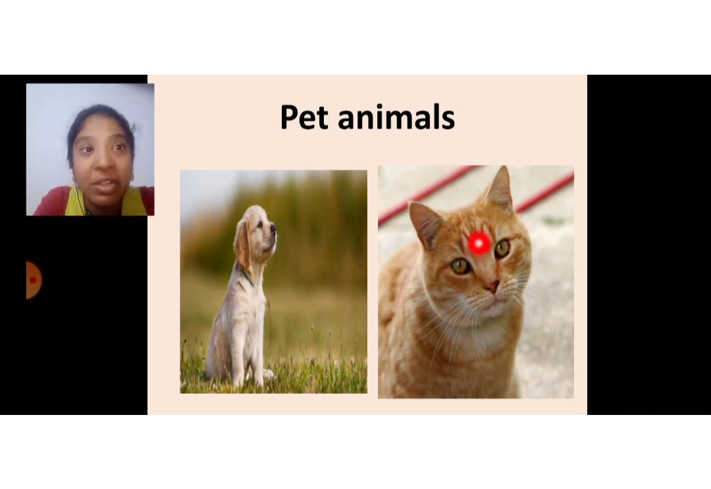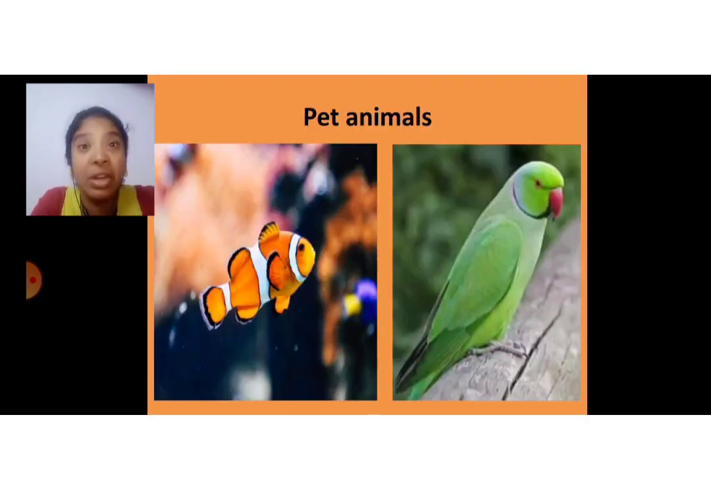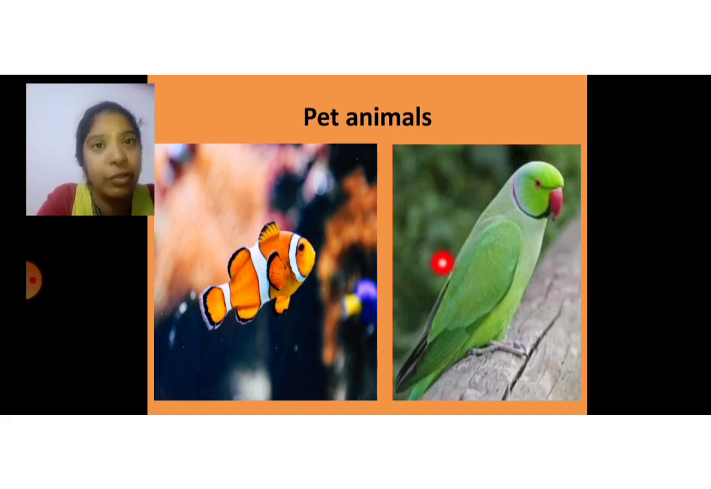We enjoy being with pet animals like cat and dog. Not only cat and dog, we can even have fish and parrot. These are also pet animals. We can keep them in our home itself and take care of them. If you're not having any pet animals, please ask your parents to get a pet animal for yourself. It can be a very good companion for you.